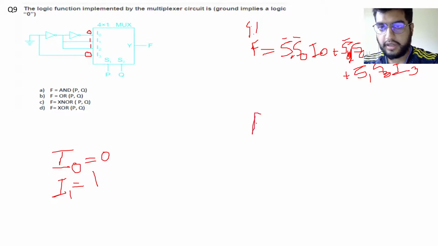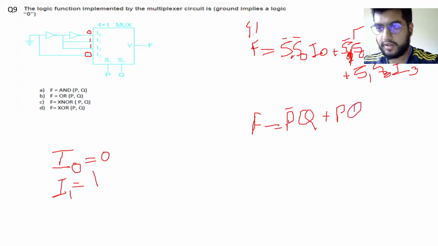So here I0 and I3 are 0, so only these two terms will be considered. And here S1 and S0 are P and Q respectively, so it will be P bar Q plus PQ bar. Just writing these two terms. So F will be equal to P bar Q plus PQ bar, so F is equal to P XOR Q.